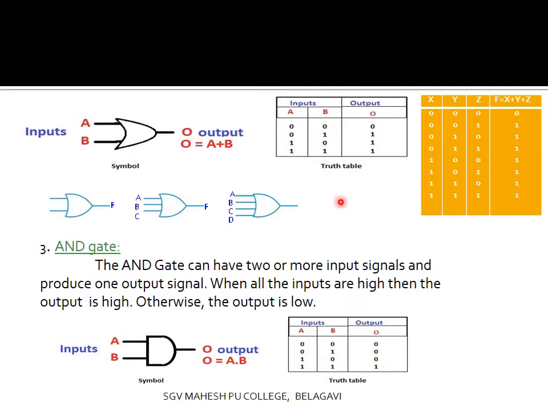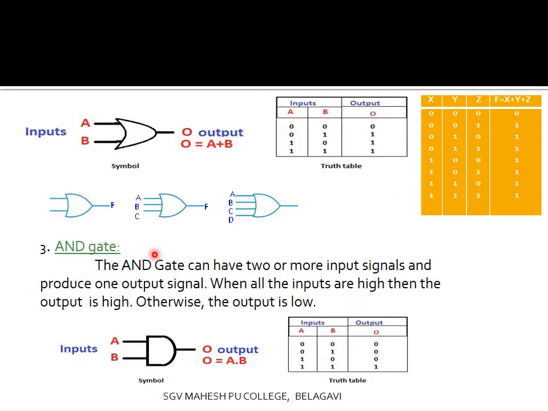Now if I want to draw the symbol for more than two inputs, it goes like this, A, B, C. If it is for four variables, we write it as A, B, C and D. And this was about OR gate. Now let's understand what is an AND gate.